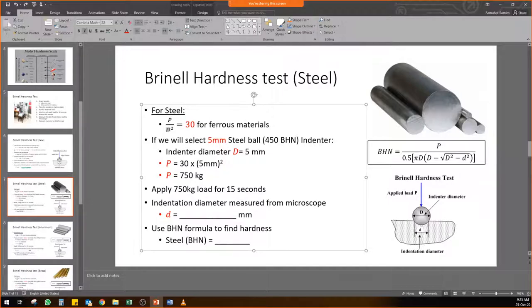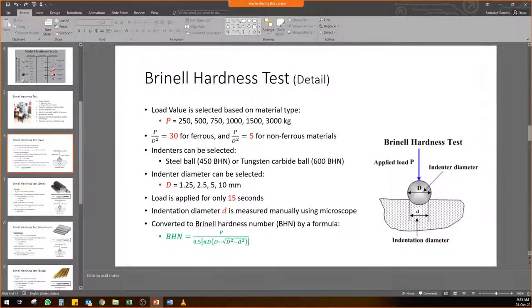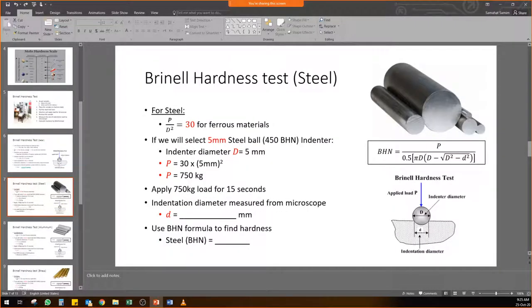So if I take the D square on this side, my P value will be how much? Let's calculate. So P is equal to 30 multiplied by 5 squared, which is the indenter diameter. My load value will be 750 kilogram. That's why I put 750 kilogram in the machine. Remember, if I put my indenter diameter to be 10 millimeter, my load will be how much? Can you calculate for me? Can you calculate and write the answer in the chat?